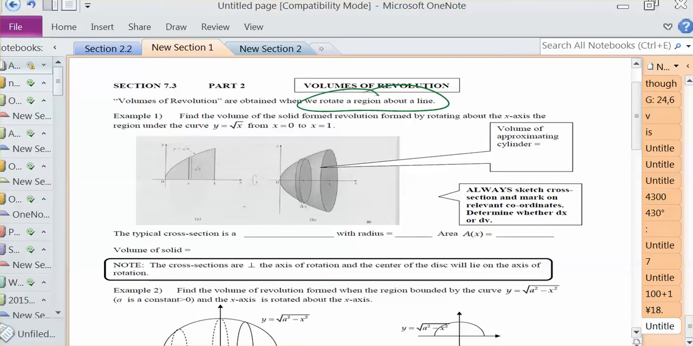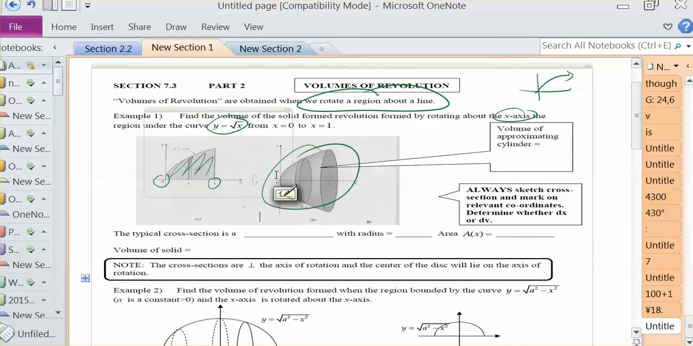Say, for example, we have y equals root x, which I know looks like that. But what if I focus on from 0 to 1? And I have this region right over here. If I rotate that about the x-axis, you're going to form this solid, which looks like this over here. Kind of looks like a dome a little bit.